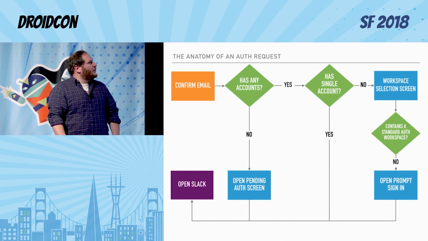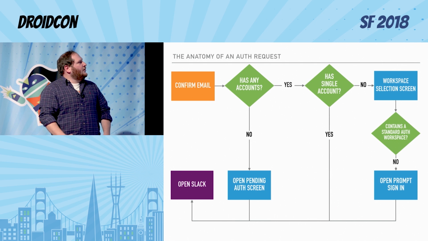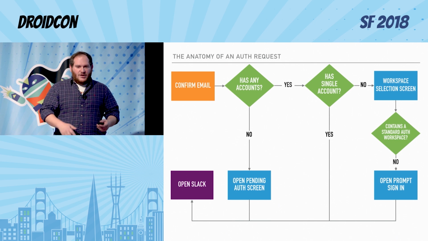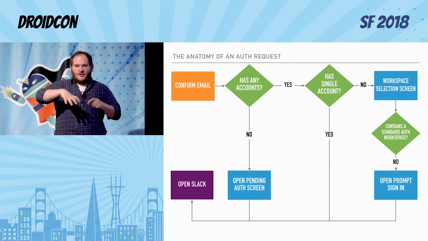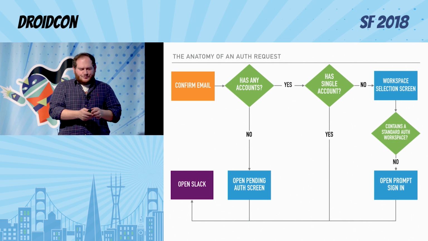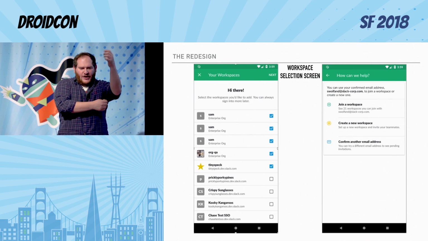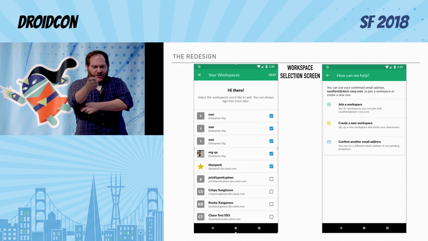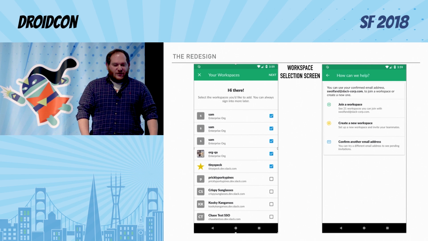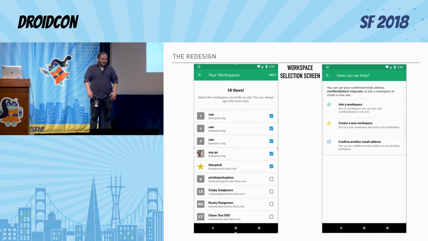So that's sort of what we settled on, was a breaking point between having all these different flows and kind of configuring them into one. So that's what this workspace selection screen looks like. Again, this may look pretty obvious, but to us at the time, we were like, this could be really good.